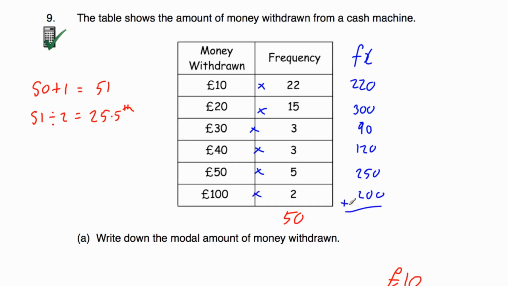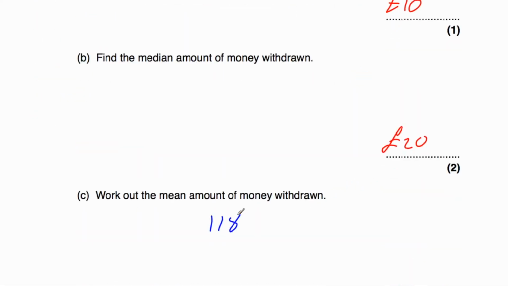And if we add up our fx column, that would tell us the total amount of money withdrawn from this cash machine. So 220 plus 300 plus 90 plus 120 plus 250 plus 200 is equal to £1,180. To find the mean, we're going to divide the total fx by the total frequency. We're going to divide the total amount of money by how many times the money was taken out, and that would tell us the mean. So 1,180 divided by 50 will be the mean. And when we divide that, we get 23.6.